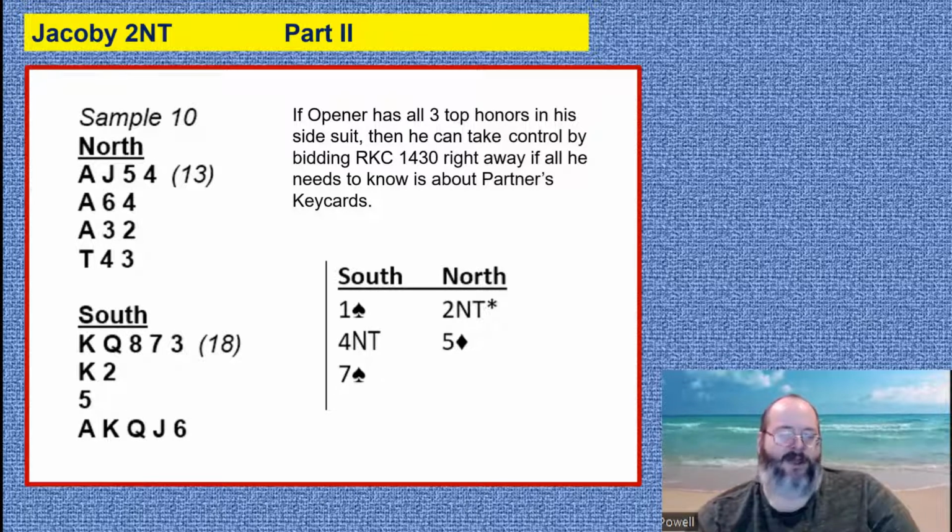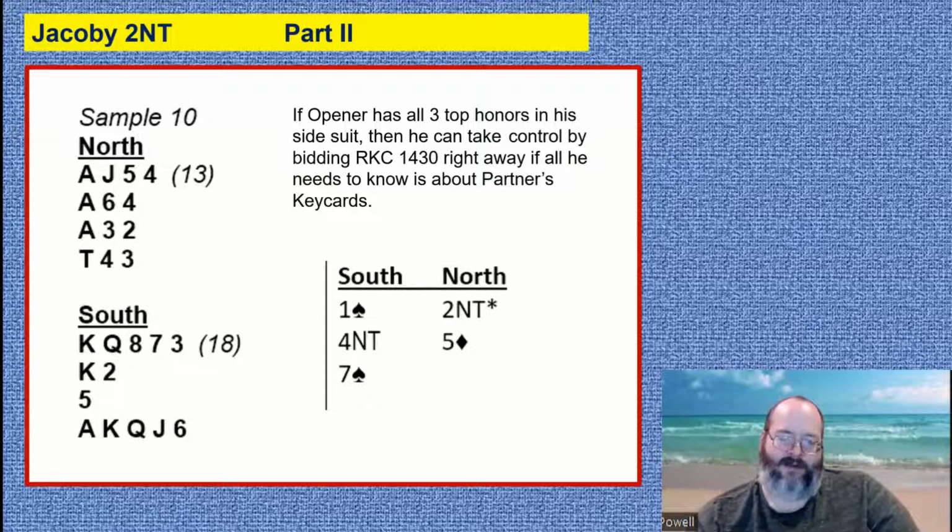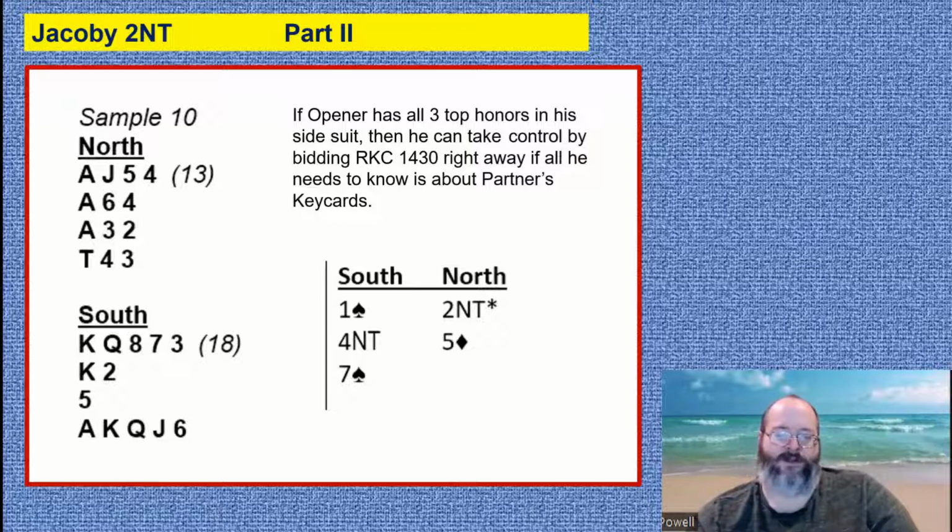So since South is the one who knows what he needs to know, South is the one who can take control. You don't have to make a response to 2 no trump. It is good form. It is a good way to find out more information. But if you already know everything you need to know and you can ask the questions and get the answer you need, then South should continue to 4 no trump here, right? Short circuit the process.